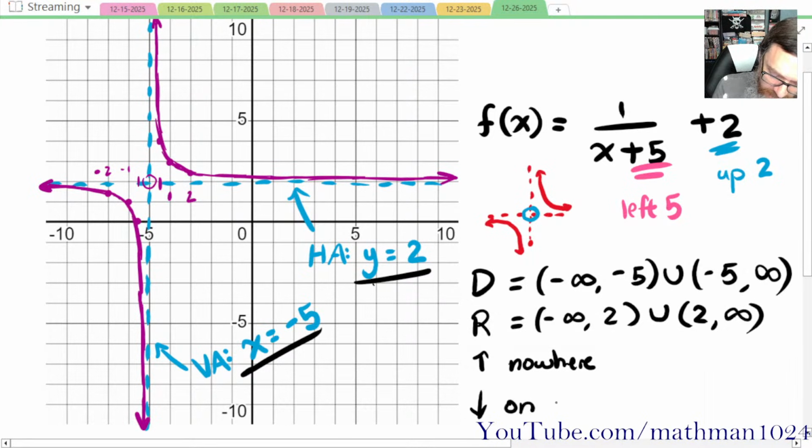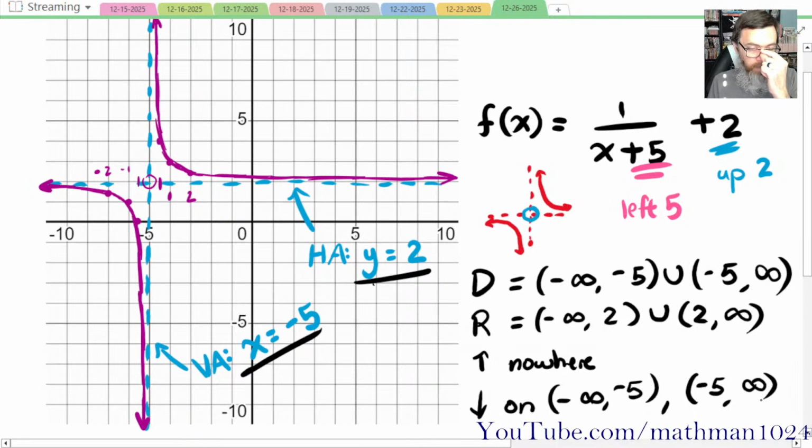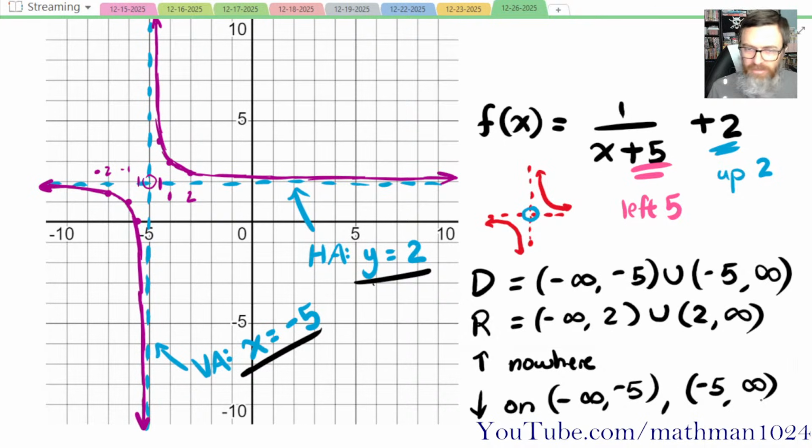You're decreasing from negative infinity to negative 5 from those x values, right? And then you have another region where you were decreasing, and that's when the x's go from negative 5 to positive infinity. Meaning, as your x values get bigger, your y values get smaller. That's what it means to be decreasing. So hopefully that's not too bad, right?